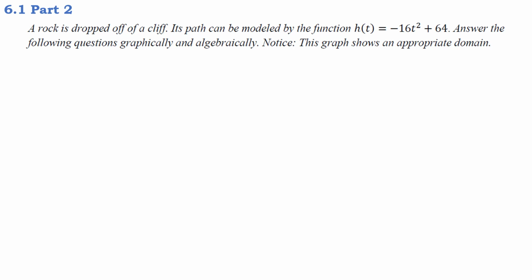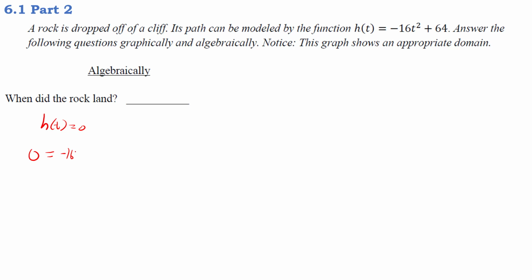We're going to look at doing it algebraically first. So we can simply say, when did the rock land? We have h of t equals negative 16t squared plus 64. We know h of t, in other words our height, is 0. So we're going to say 0 equals negative 16t squared plus 64, and then we're going to solve for t.